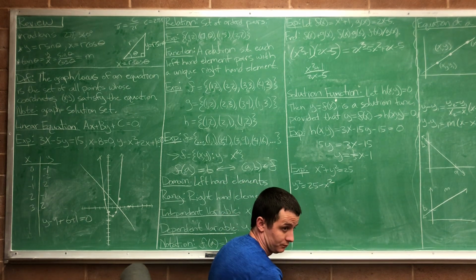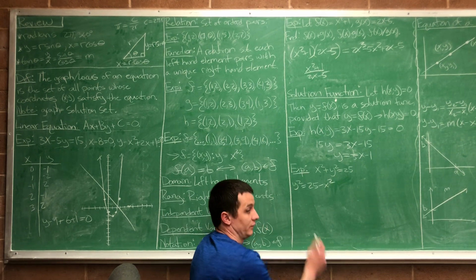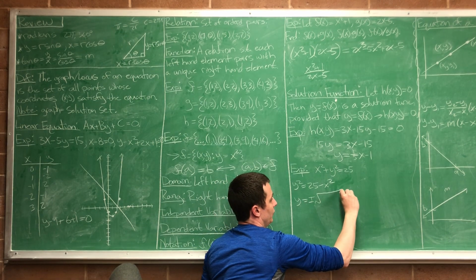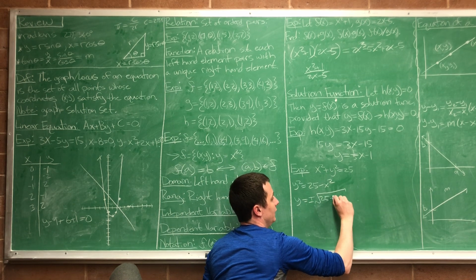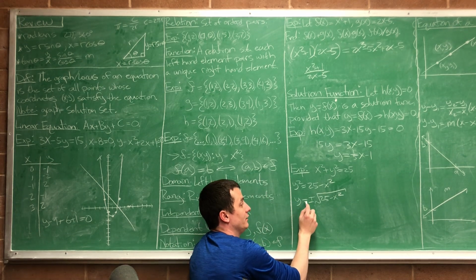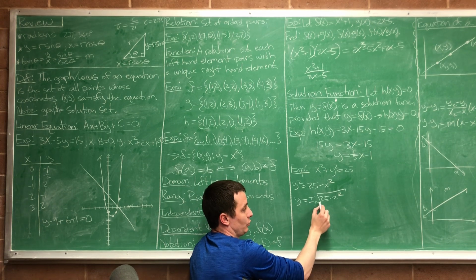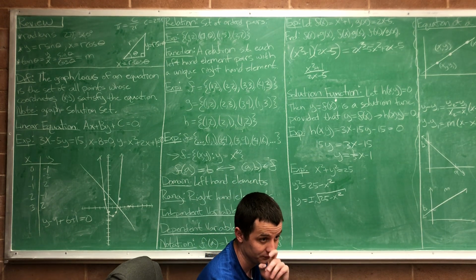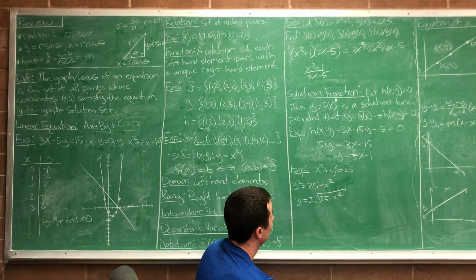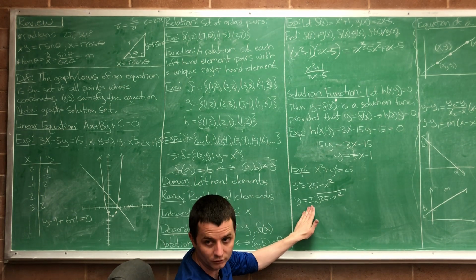Then what do I do? Root both sides. Take the square root of both sides. So then I get y is equal to plus or minus the square root of 25 minus x squared. And so now we have two solution functions. We have y is equal to positive square root of 25 minus x squared, and we have y is equal to negative square root of 25 minus x squared. You with me? Or in other words, for every x that you choose, we're getting 2 y's as solutions.